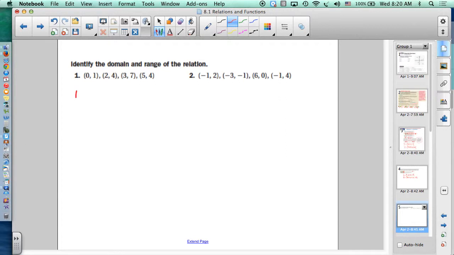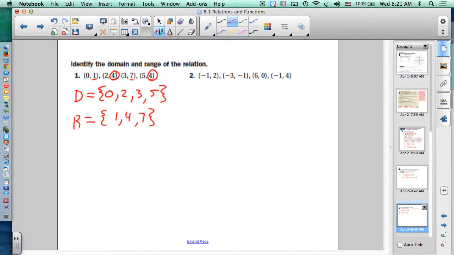Okay, for the domain of this first one, we're going to write D equals, open up our brackets, and I'm going to list my x values in order. I've got a 0, 2, 3, and 5. Our range for this one we need to be careful of. Again, we want to list them in order. So if I look at these numbers, I've got a 1, a 4, a 7, and another 4. Listing them in order, it's going to be 1, 4, 7. Keep in mind, I'm not going to list 2 4s when I list my range. We only want to list each number 1 time if it shows up more than once.